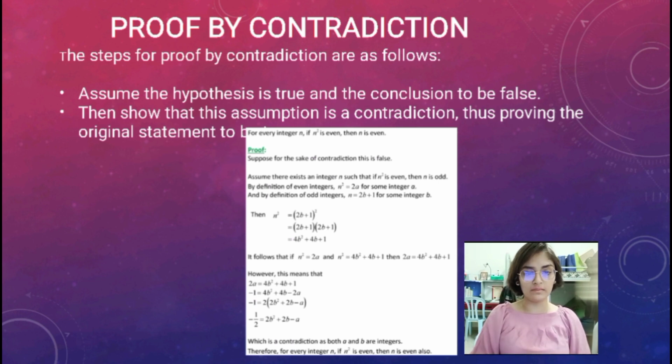However, this means that negative 1 equals 4b squared plus 4b minus 2a. After that, negative 1 equals 2(2b squared plus 2b minus a), and it becomes negative 1 over 2 equals 2b squared plus 2b minus a, which is a contradiction as both a and b are integers. Therefore, for every integer n, if n squared is even, then n is even also. Thank you.